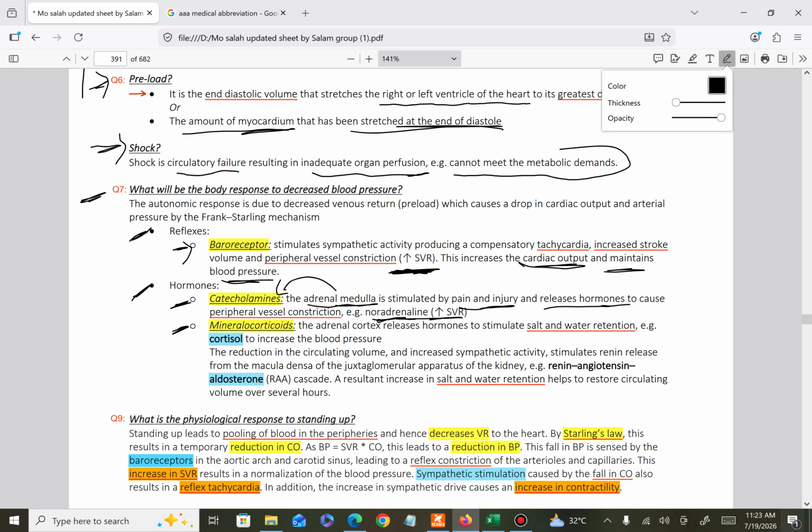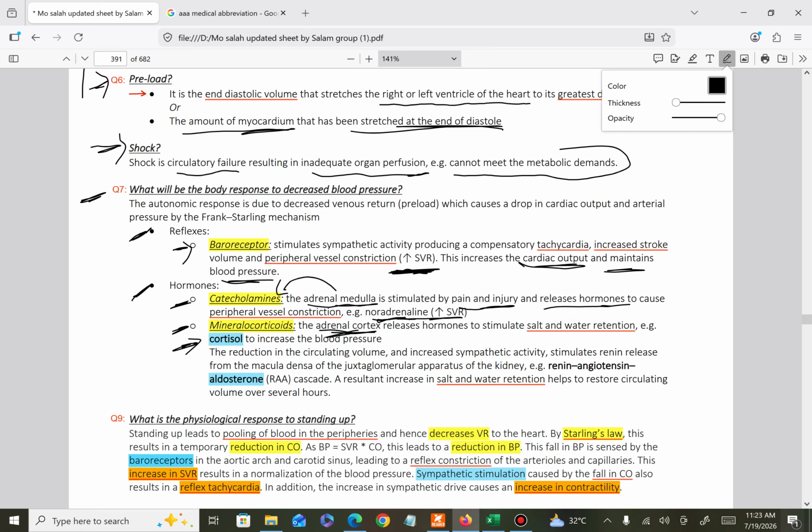Then the second hormone is mineralocorticoids. It is released from the adrenal cortex. It releases the hormones to stimulate salt and water retention, for example cortisol, to increase the blood pressure.